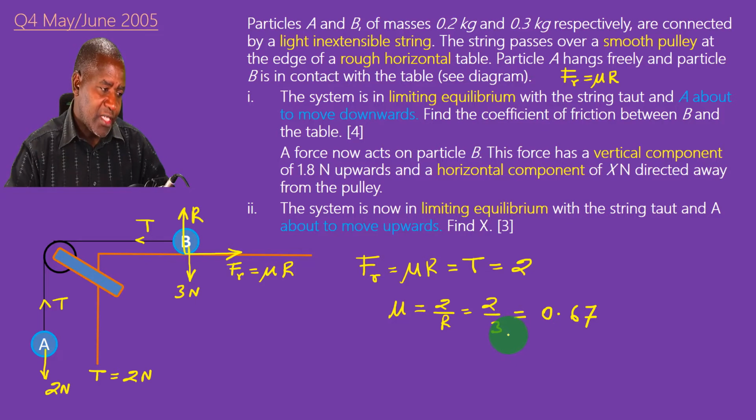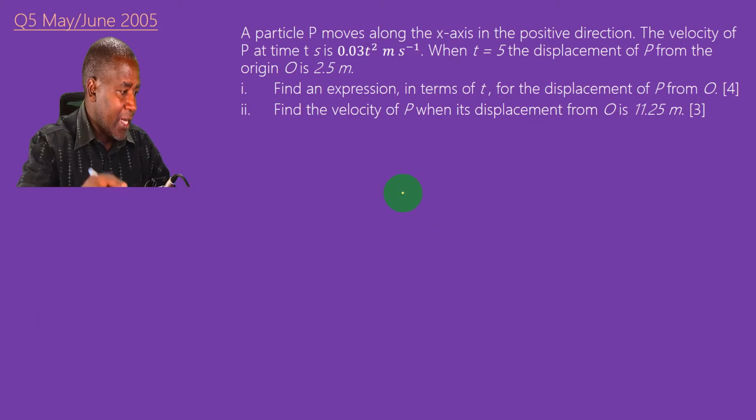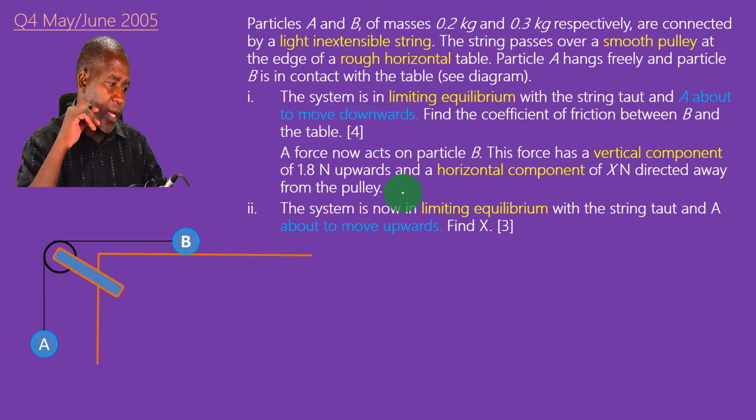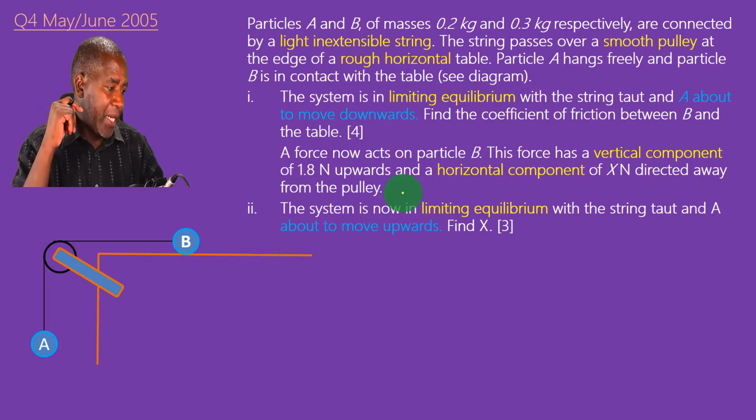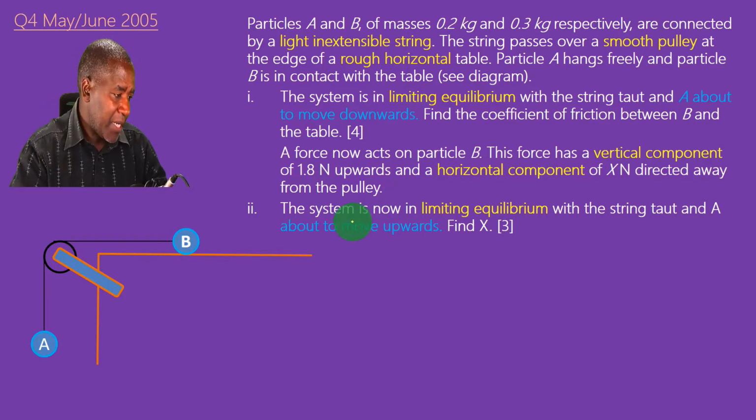Now in part B, the system is in limiting equilibrium again. It's just about to move, with the string taut and A about to move upwards. Let's see, there's some information we skipped here. A force now acts on the particle B. This force has a vertical component of 1.8 newtons upwards and a horizontal component X directed away from the pulley. Of course, I had created another slide for part 2, so let's use it for this part.